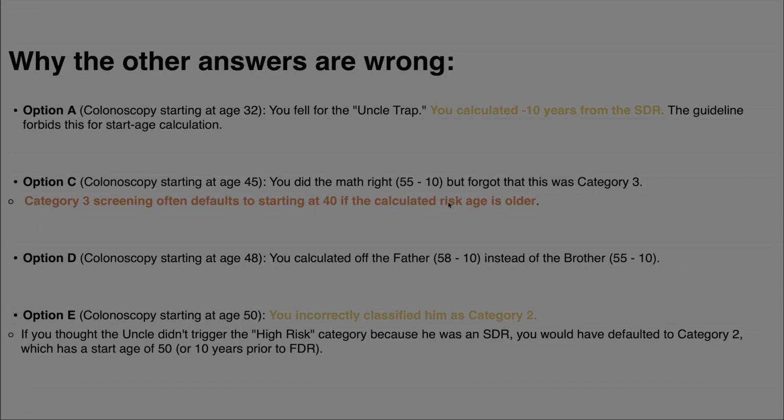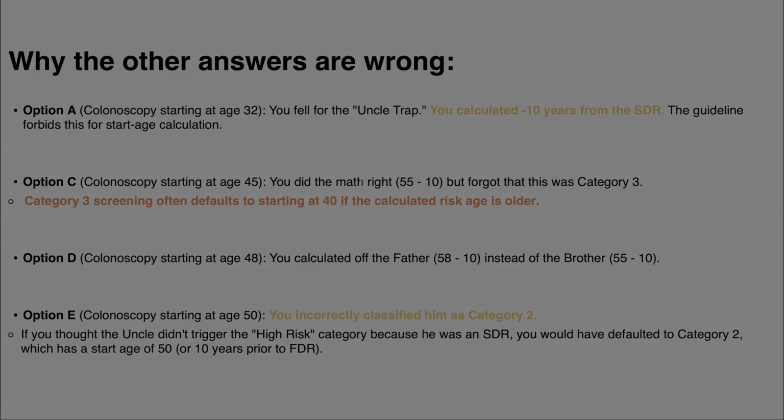So let's look at why most people fail this question. Option A, colonoscopy starting at the age of 32. This is the uncle trap. You calculated 10 years prior to the uncle, that means 42 minus 10. That is forbidden. The Australian guidelines explicitly say to calculate based on the first degree relative only.